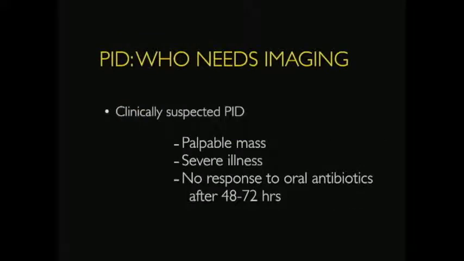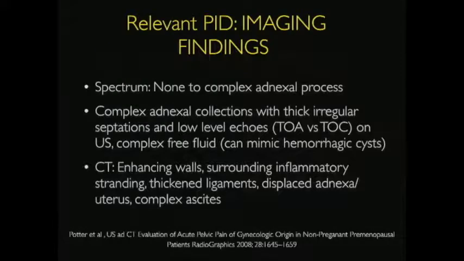procedure which can put the patient at risk of infection. And then who gets the imaging is really patients who have a palpable mass, severe illness, or no response to oral antibiotics. And when we do get the imaging, there can be a wide spectrum of findings, from endometritis to tubo-ovarian complex to abscess.